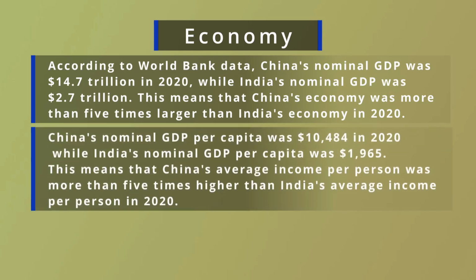As regards per capita income, the per capita income of China was $10,484 in 2020, while in the case of India it was only $1,965. That is, the Chinese average income per person was more than 5 times the average income per person of India.